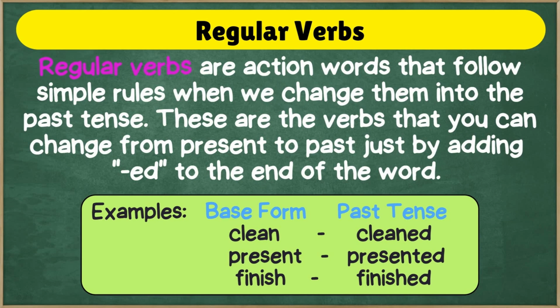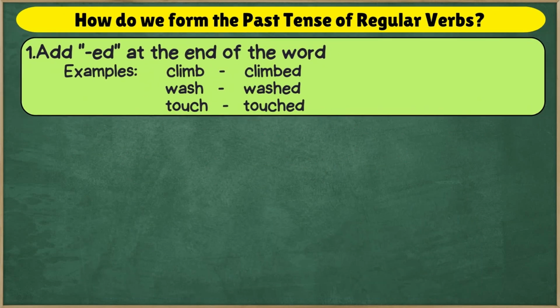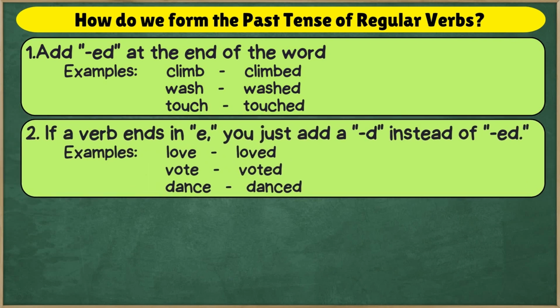How do we form the past tense of regular verbs? To change a regular verb to the past tense, all we need to do is add ed at the end of the word. Examples: climb to climbed, wash to washed, touch to touched. Another rule is, if a verb ends in e, you just add a d instead of ed.